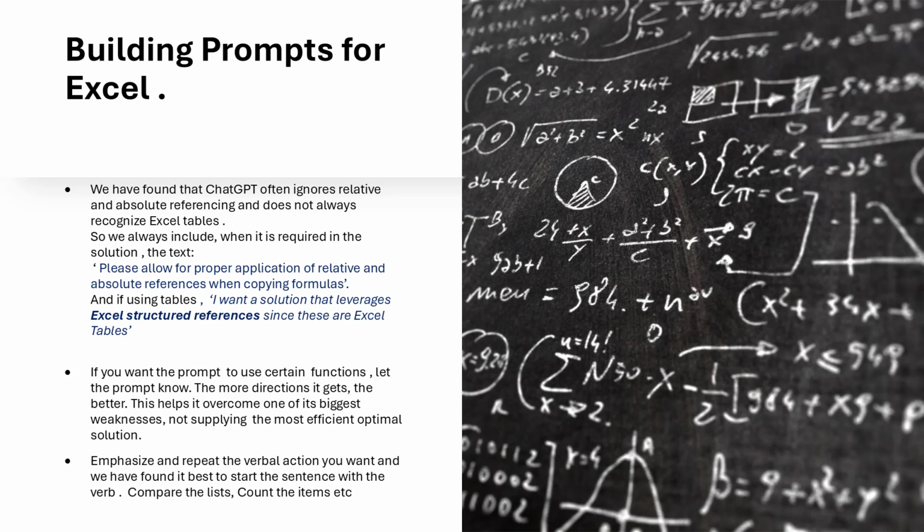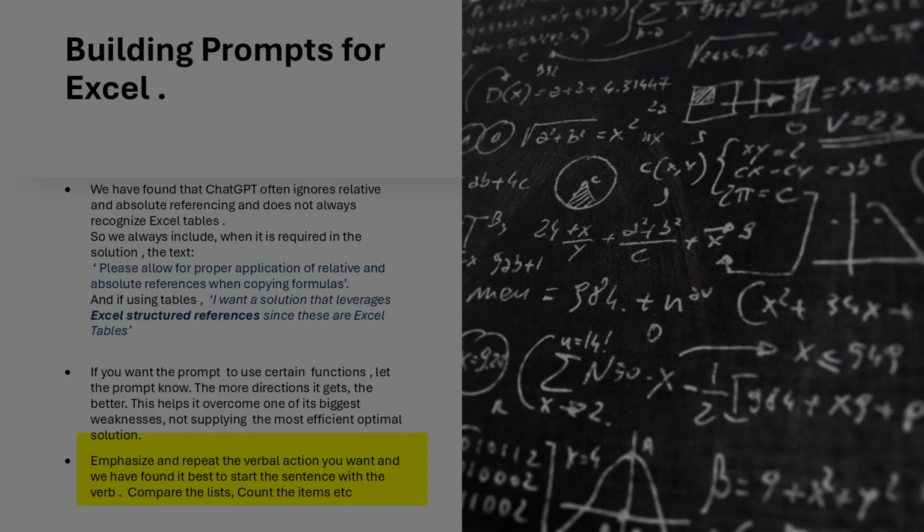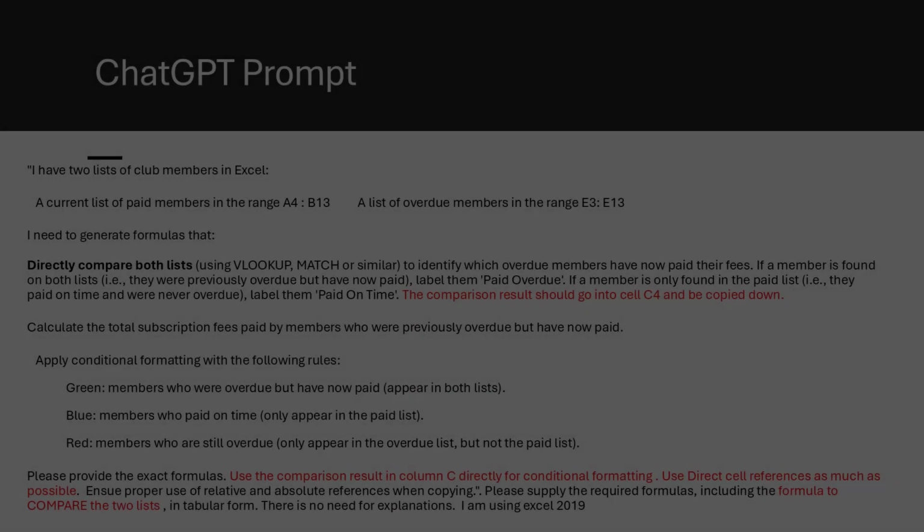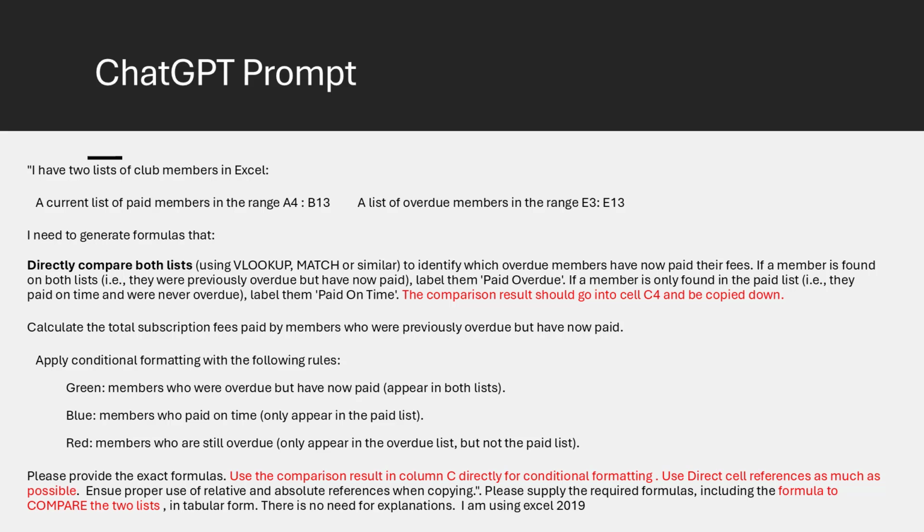If you want the prompt to use certain functions, let the prompt know. The more directions it gets, the better. This helps it overcome one of its biggest weaknesses, not supplying the most efficient optimal solution. Emphasize and repeat the verbal action you want, and we have found it best to start the sentence with the verb: compare the lists, count the items, etc. Here is the prompt we have built. Directional nudging and verbal commands are in red, and we are giving the prompt as much direction as we can. For example, note the line, use the comparison result in column C directly for conditional formatting. This is to help it to give the most optimal efficient solution.